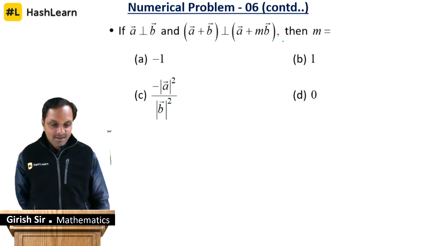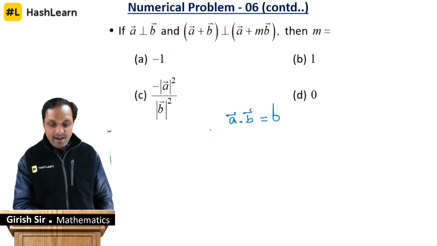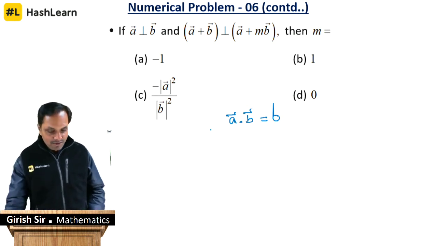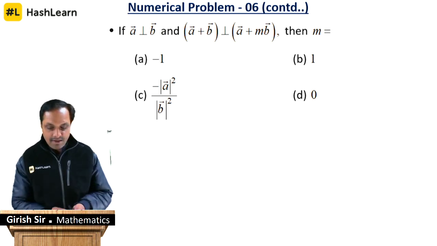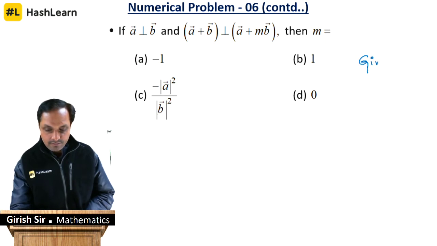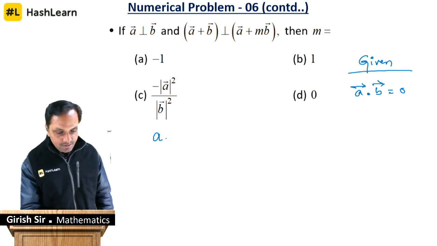Let's see. दिया है A is perpendicular to B means the angle between them is 90. That is the reason we can write it as 0. हम A dot B को 0 लिख सकते हैं because of 90 degree there. Okay. So we are taking A dot B as 0. It's given. A dot B is 0. Then what else he has given? And A plus B is also perpendicular to A plus m times B.